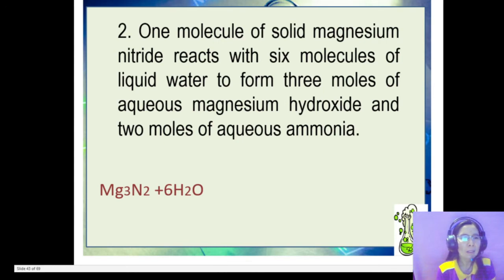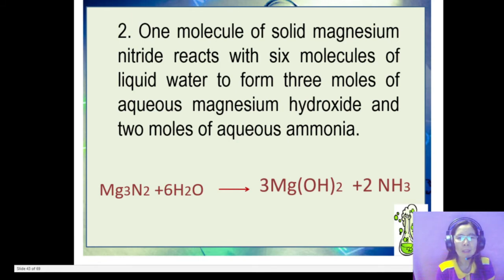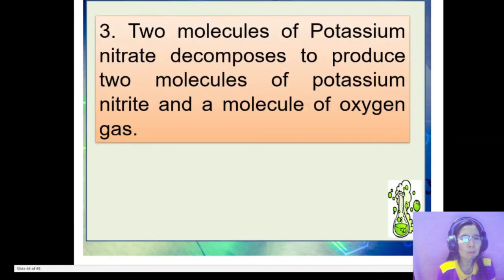So we have here 2 reactants written on the left side. We have an arrow that separates the reactants from the products. And we also have 2 products. We have the magnesium hydroxide and 2 molecules of ammonia. Congratulations! And you got the correct answer for the second exercise. Okay, let's have number 3. Same 2 seconds, and try to start now. Time is up. Let's check your answer.